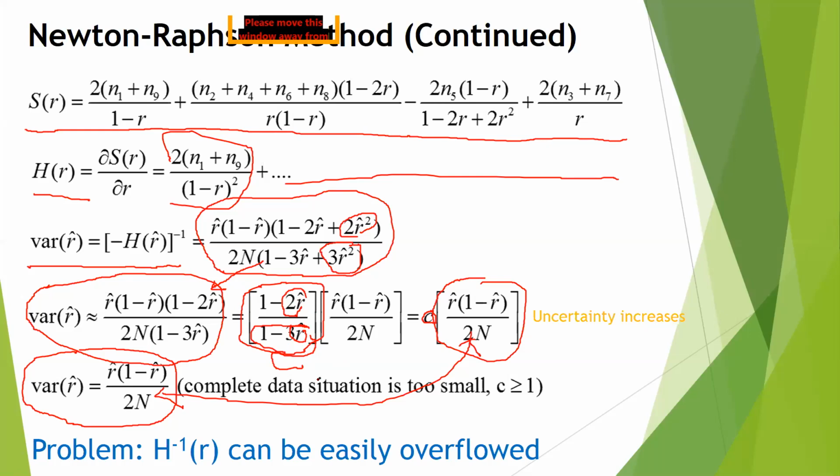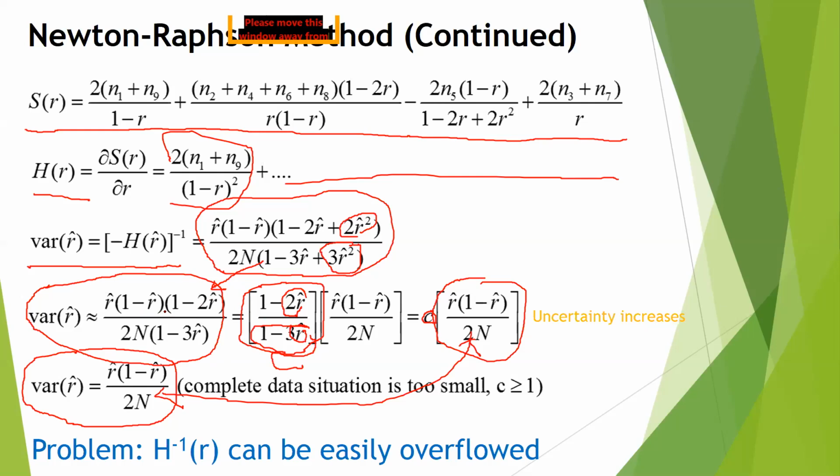So just give an example. Let's say R hat equals 0.1. So the numerator should be 0.8, but the denominator is 0.7. So this ratio should be greater than 1, right? So which means if you deal with the incomplete data problem, 9 categories, you get a larger estimation of the R estimation, R hat. Is that right?